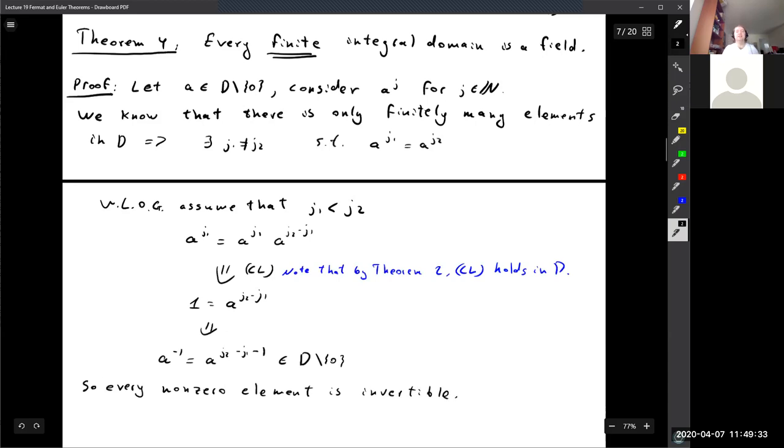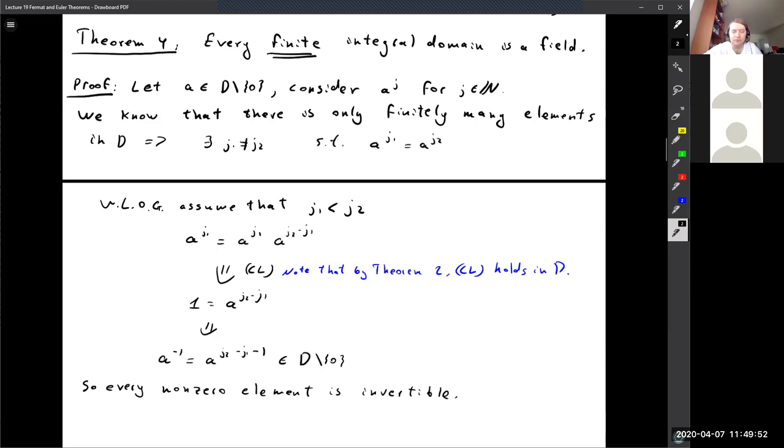Now this is a really neat trick, right? Because there are only finitely many powers which can be distinct, and sure enough, A raised to some power is 1, and this allows you to get a formula for the multiplicative inverse of A.